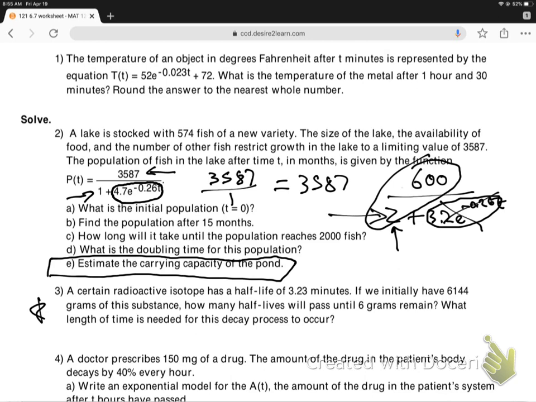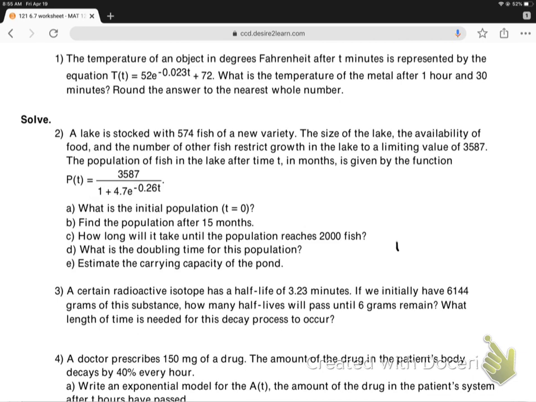I think like maybe question 5 is on this homework, I'm not sure. Okay, so there's that one done. Let's move on to this one here, question 3.